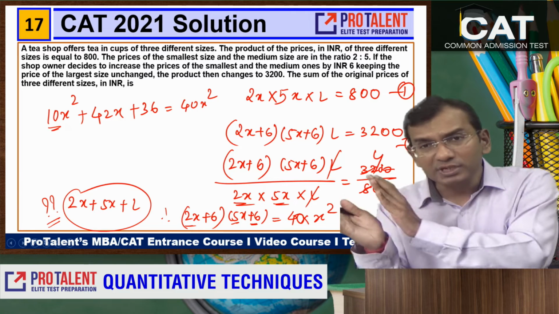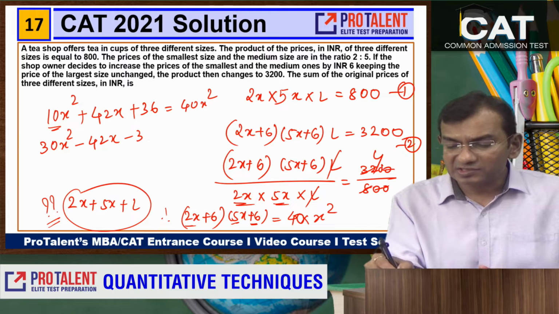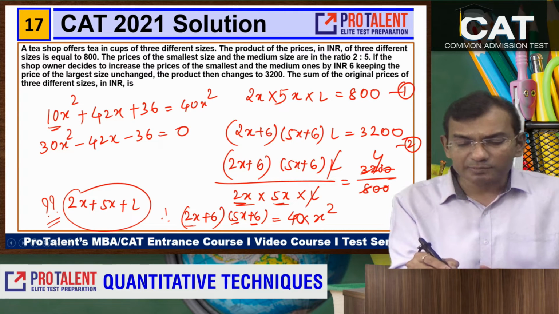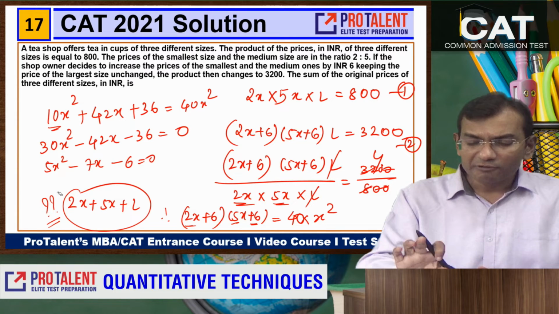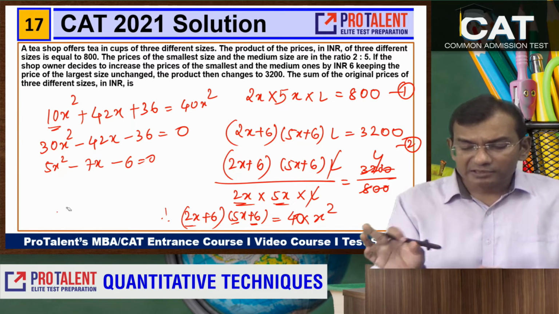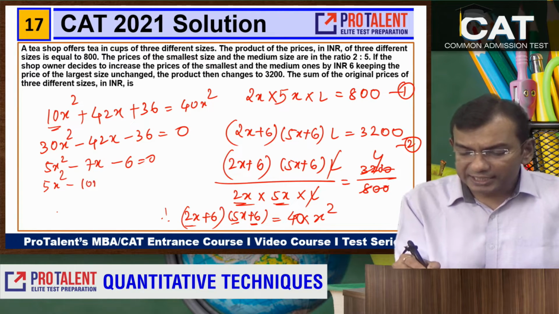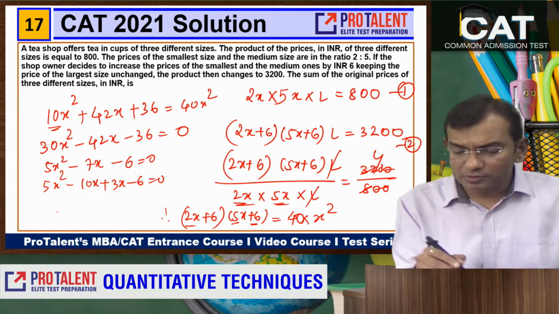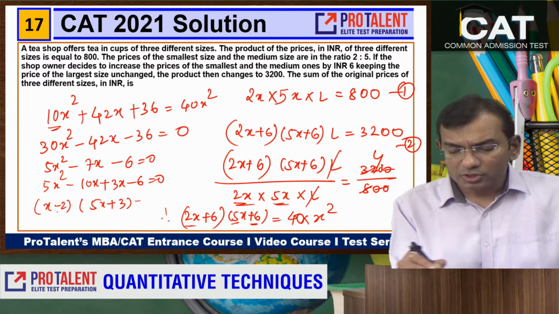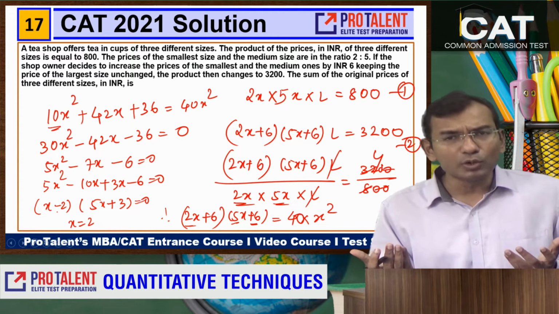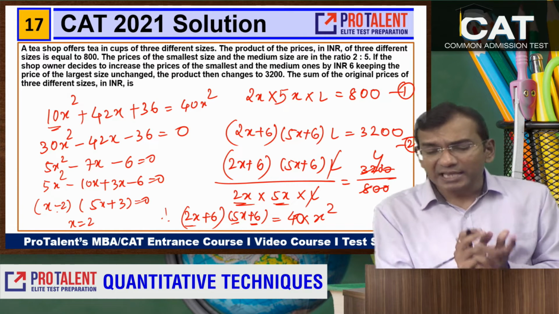So 10x square goes to the other side. So I'm left with 30x square minus 42x minus 36 is equal to 0. 6 will come out common from everything. So I get 5x square minus 7x minus 6 is equal to 0. 5 times 6 is 30. We'll split 30 into two parts such that subtracting gives 7. This is easy. This is 10x plus 3x minus 6 equal to 0. So I get x minus 2 and 5x plus 3 equal to 0. So I'll take x equal to 2. I won't take the negative number, because at the end of the day these are the prices. Prices are always positive. x is equal to 2.